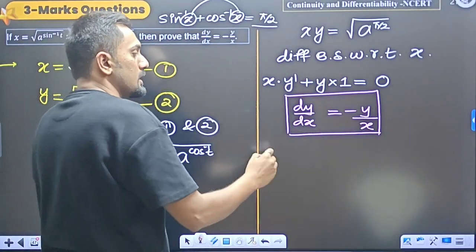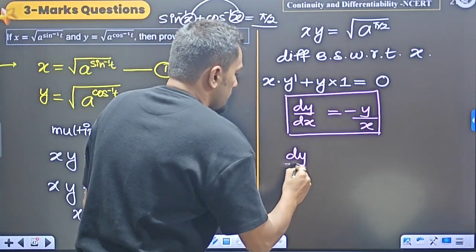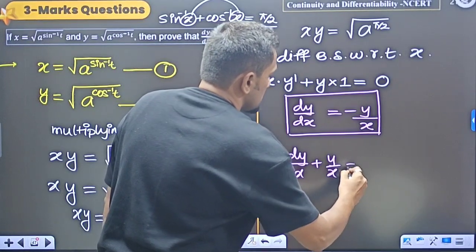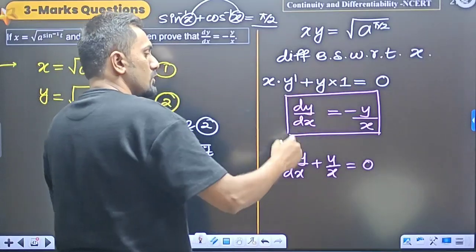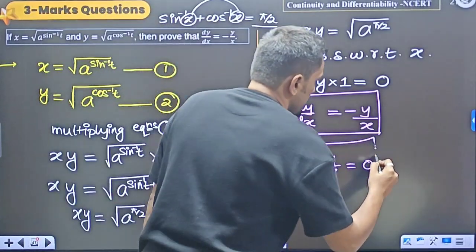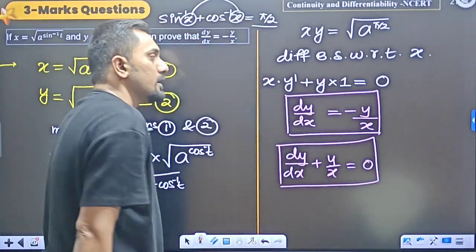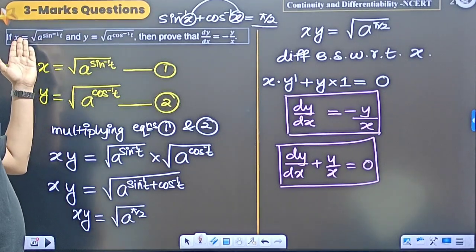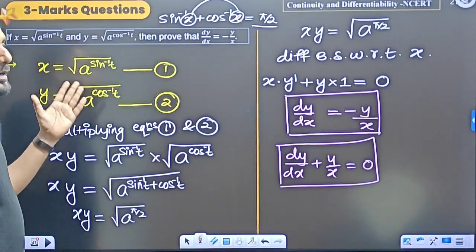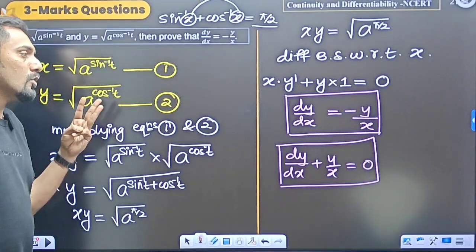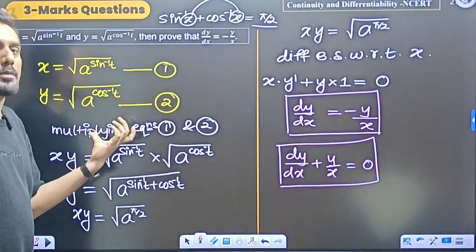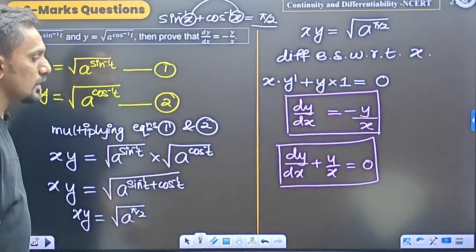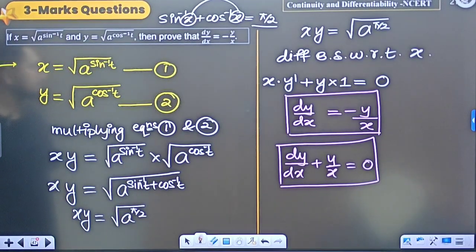Sometimes they ask it like this: prove that dy by dx plus y by x equals 0. If you bring this to this side, this result comes. Okay, if I use the conventional method like finding dx by dt, dy by dt, it becomes tedious. For a 3 mark question that procedure becomes very lengthy. For that reason we will use this method. Pause the video and note down the answer.